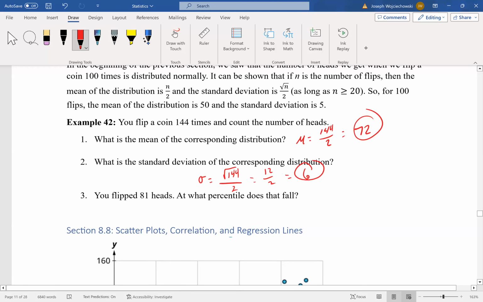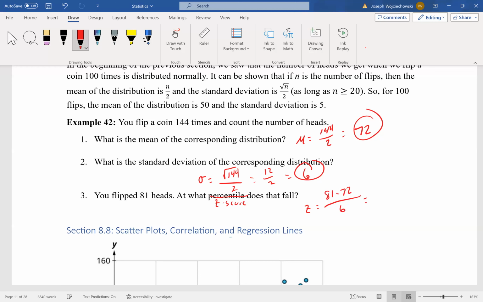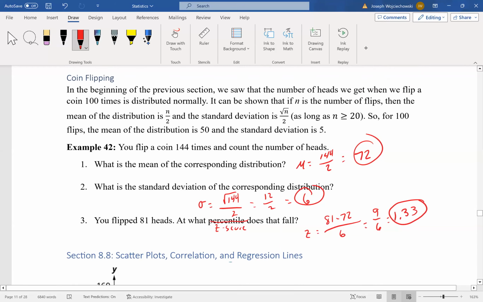Okay, again, we can't do a percentile, so we're going to do a z-score. So we flipped 81 heads. What's our z-score? Well, z equals 81 minus 72 over 6, which is 9 over 6, which is approximately 1.33 to 2 decimal places. And that finishes up section 8.7.